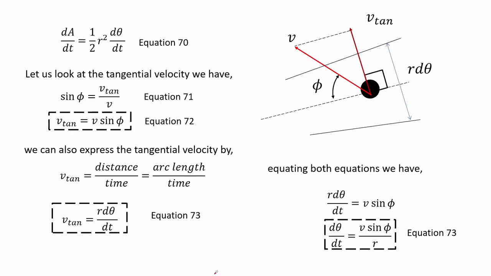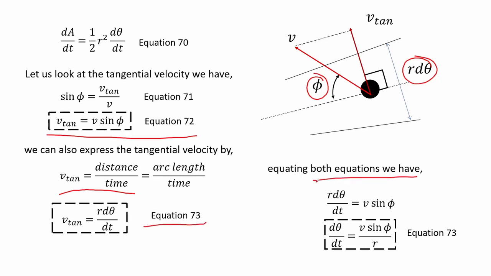Now we examine the tangential velocity, and we can express it in two ways. The first is using the sine function of the angle phi, which is equal to the tangential velocity over v, shown in equation 71 and simplified in equation 72. We can also express it by using the classical description of distance over time. The distance traveled will be the arc length, which is just the radius times the change in theta. The tangential velocity is shown in equation 73. We then equate the two expressions for tangential velocity, where we write an expression for the rate of change of theta, shown in equation 73.